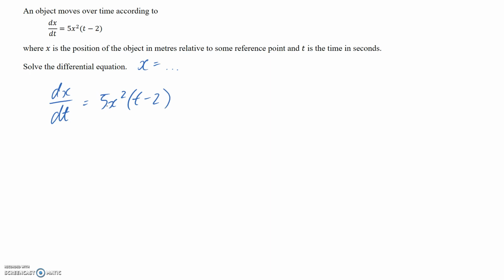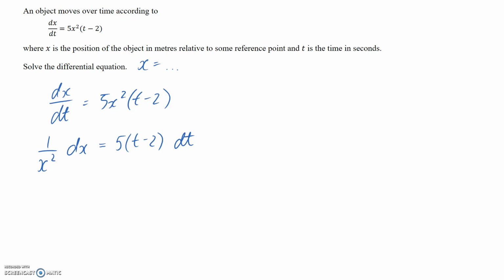So as I said, I think probably the easiest thing to do would be to shift anything with an x to the left-hand side, anything with a t to the right-hand side. So if I want to move the x squared to the left, it's going to end up being 1 over x squared. And I'm going to leave the dx here. And if I want to move dt to the other side, it's going to go to the top line. And I'm going to be left with the 5, t minus 2, and then the dt multiplied on the end. So now I have separated across the equal sign.